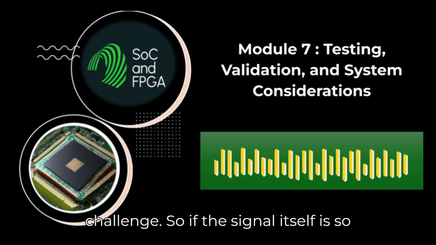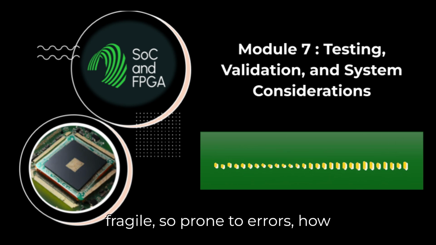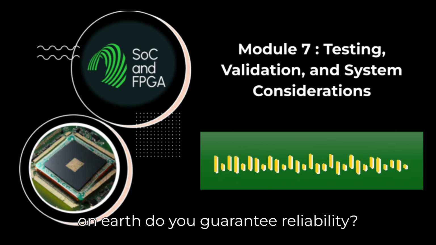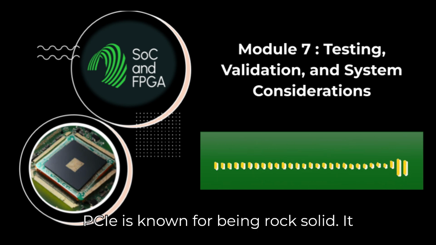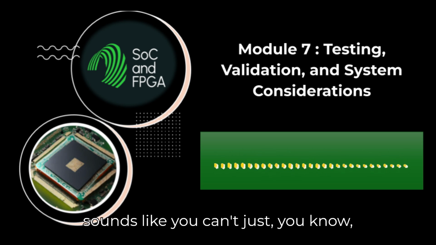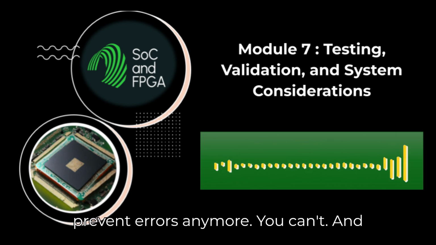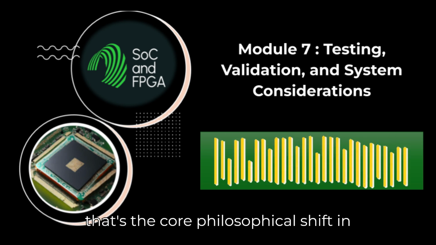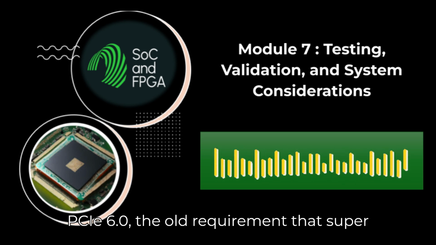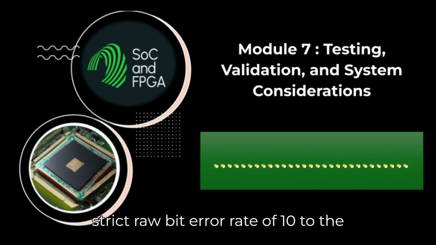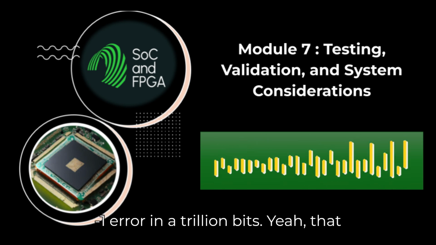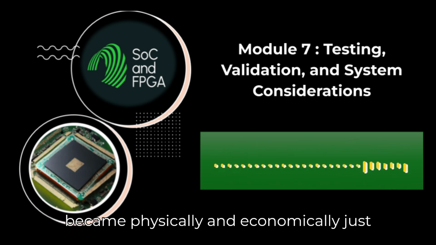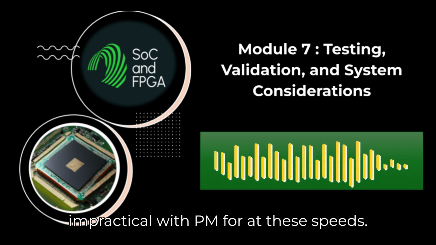So if the signal itself is so fragile, so prone to errors, how on earth do you guarantee reliability? PCIe is known for being rock solid. It sounds like you can't just prevent errors anymore. You can't. And that's the core philosophical shift in PCIe 6.0. The old requirement, that super strict raw bit error rate of 10 to the minus 12. One error in a trillion bits. Yeah, that became physically and economically just impractical with PM4 at these speeds.